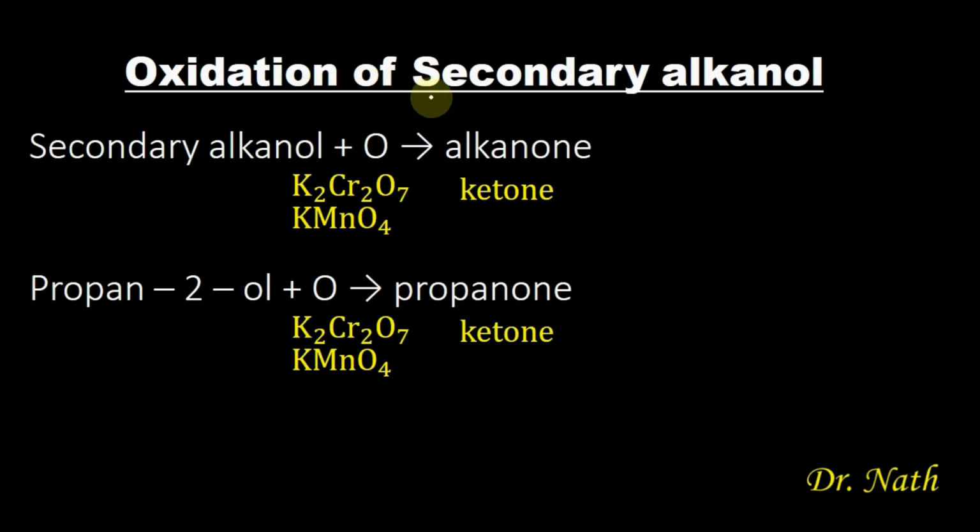So for the oxidation of secondary alkanol, when a secondary alkanol is oxidized, when it reacts with oxygen, which is supplied by either of these two oxidizing agents, an alkanone is formed, and we've already established that the alkanones are also called the ketones. This is a typical example of a secondary alkanol. This is propan-2-ol, and when this compound reacts with oxygen supplied by either of these two oxidizing agents, propanone is formed. Propanone is an alkanone, also known as a ketone.